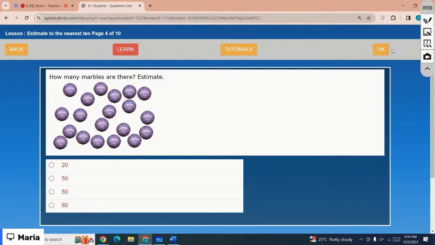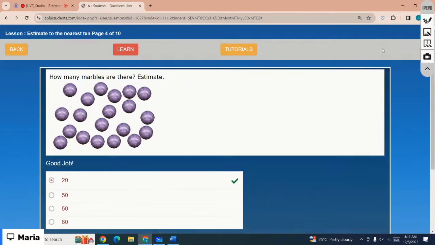Okay, how many marbles are there? Estimate. Which is the correct option? The options are 20, 50, and 80. The marbles are not around 50, they are just around 20. Very good. The correct option is 20.